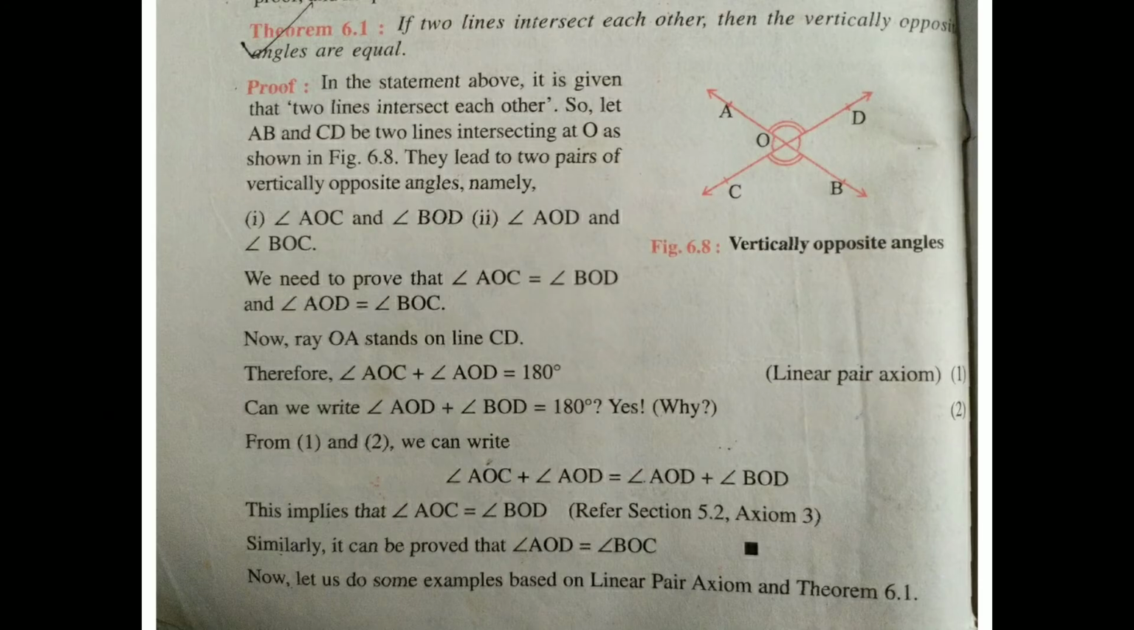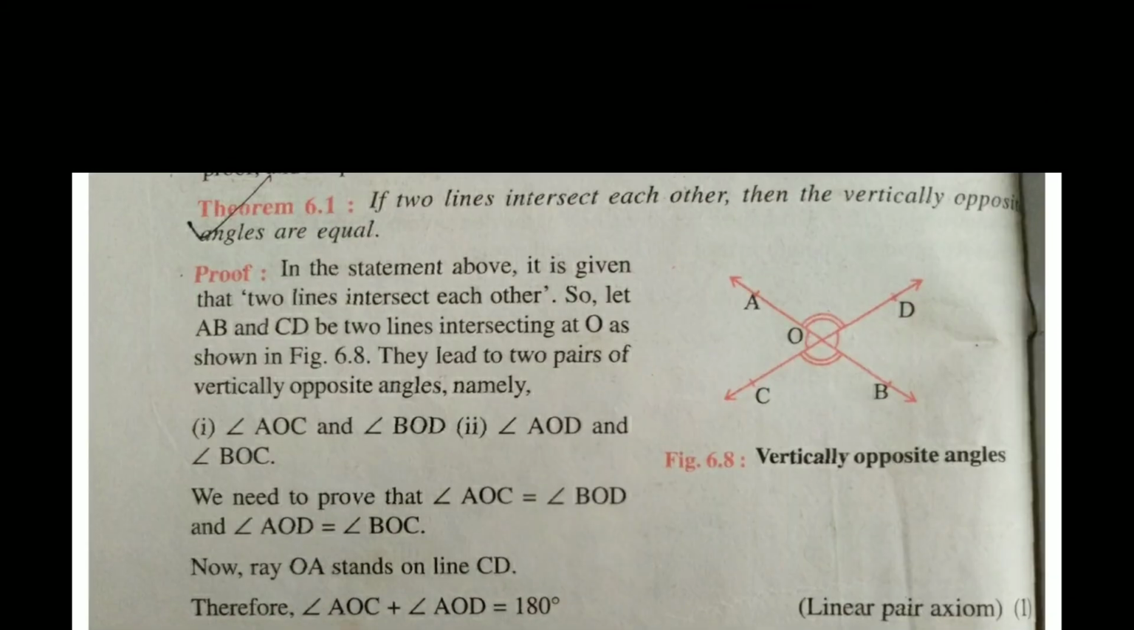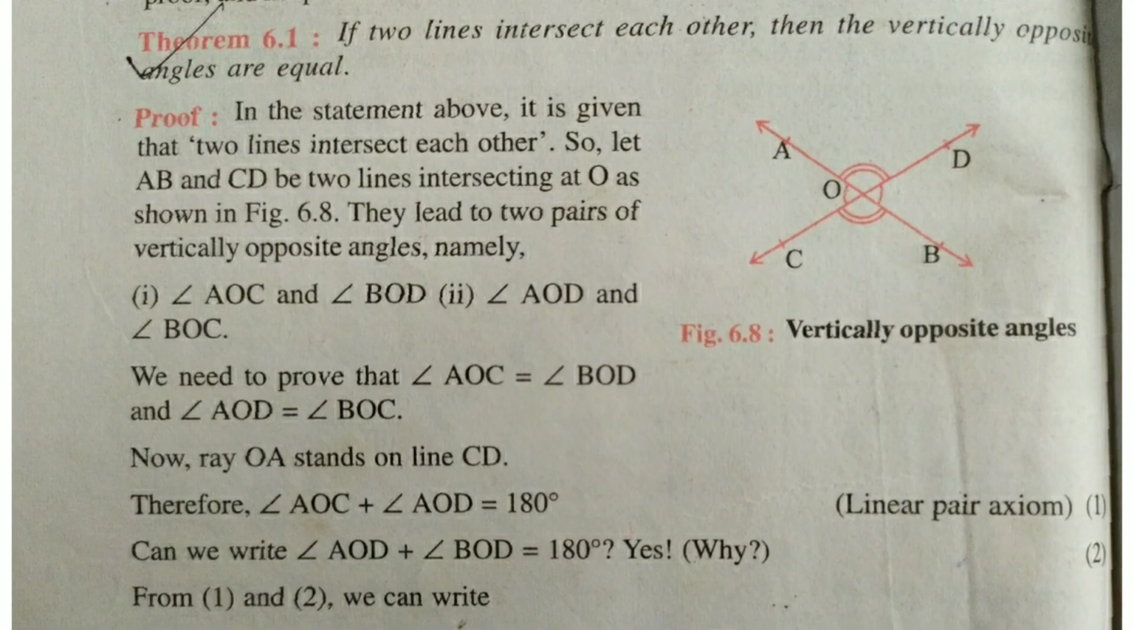Now we have to prove Theorem 6.1: if two lines intersect each other, then vertically opposite angles are equal. Here I have drawn two lines AB and CD. The vertically opposite angles are AOC and BOD, and AOD and BOC. Now we need to prove that angle AOC equals BOD and AOD equals BOC.